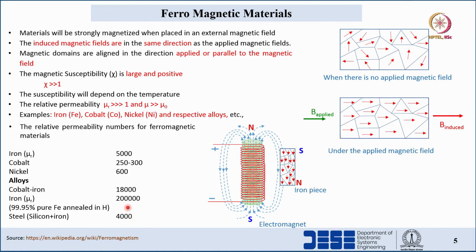Cobalt iron, iron in pure form, 99.95%, has a relative permeability of 2 lakhs, and silicon plus iron, steels. We are utilizing steels everywhere, right, in all magnetic circuits. So, that permeability is 4000. The relative permeability is a unitless quantity, because the mu value has units and the mu naught value also has units, so relative permeability does not have any units. The examples for the ferromagnetic materials are these only: iron, cobalt, nickel and their alloys.